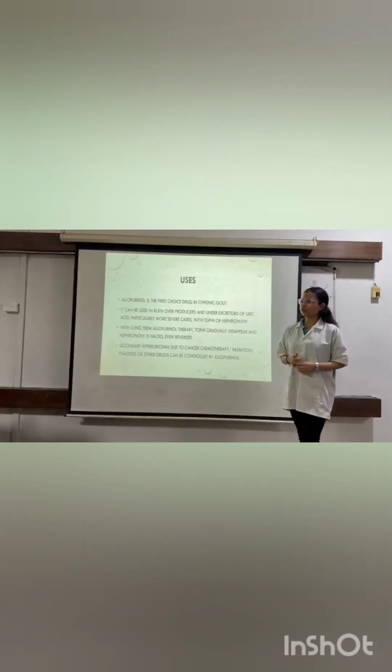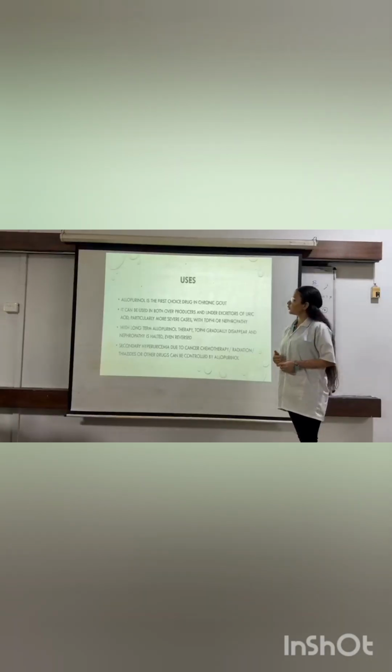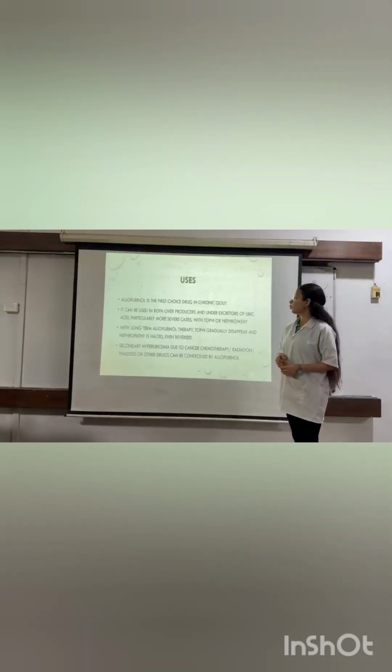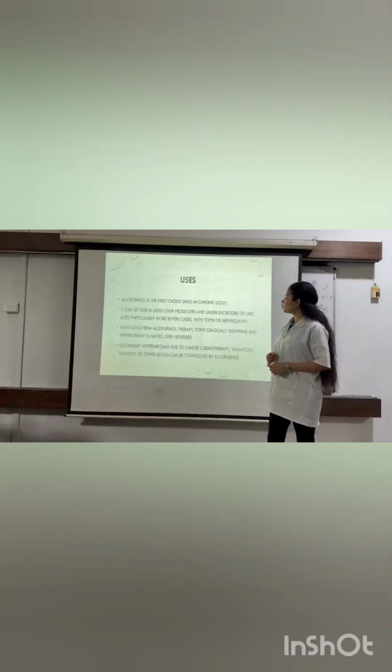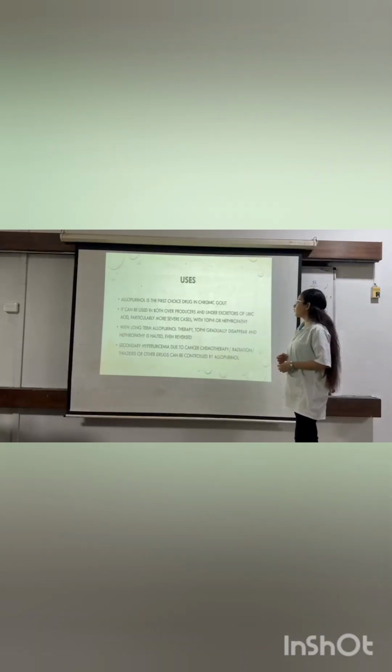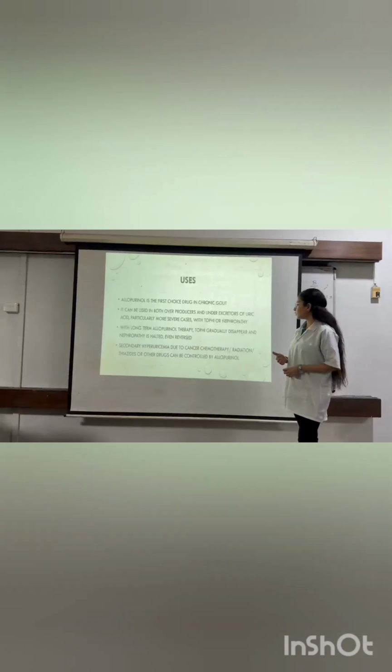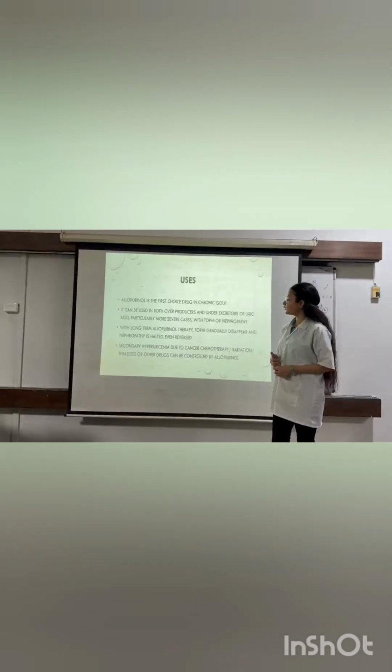Uses of allopurinol. Allopurinol is the first choice drug in chronic gout. It can be used in both overproducers and under-excretors of uric acid, particularly more severe cases with tophi or nephropathy. With long-term allopurinol therapy, tophi gradually disappear and nephropathy is halted, even reversed.